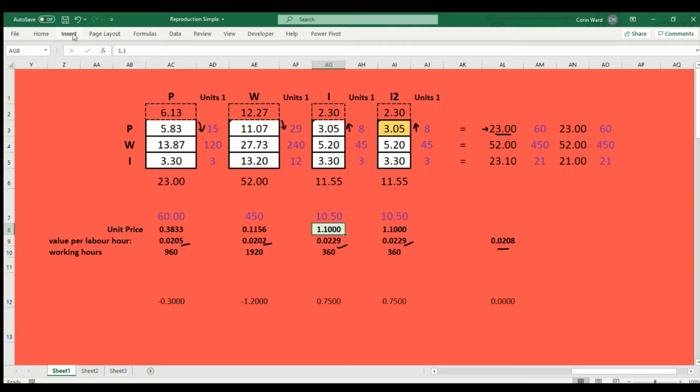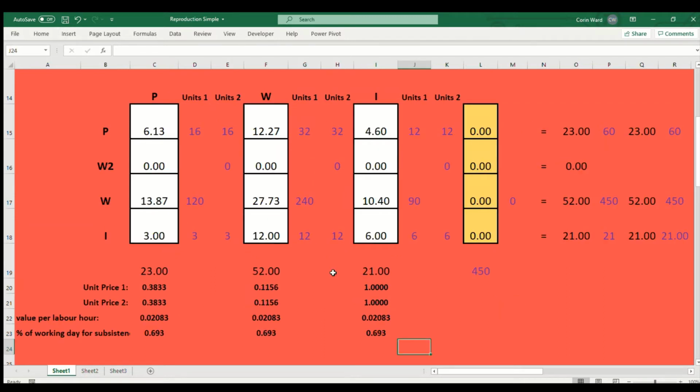So if you multiply this by the working hours, you're going to get this, which is going to be exactly the same as the drop in profit. So minus 30p here, minus £1.20 here, plus 75p here, and plus 75p here. And so when you average all of these out, it is of course going to be 0. And so the average labour is still going to be 0.0208. It's just that some commodities are now sold above and some now below their value.